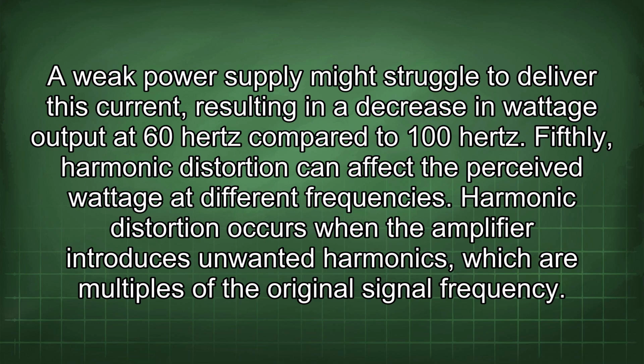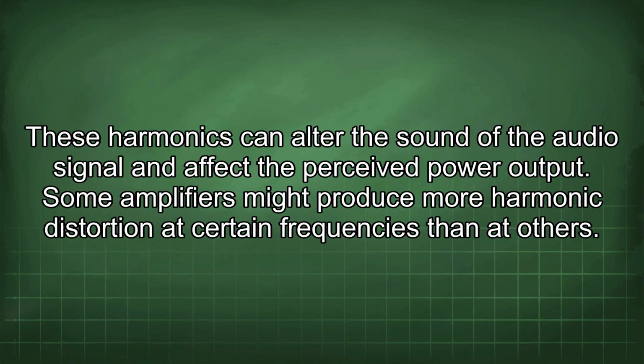Fifthly, harmonic distortion can affect the perceived wattage at different frequencies. Harmonic distortion occurs when the amplifier introduces unwanted harmonics, which are multiples of the original signal frequency. These harmonics can alter the sound of the audio signal and affect the perceived power output. Some amplifiers might produce more harmonic distortion at certain frequencies than at others.